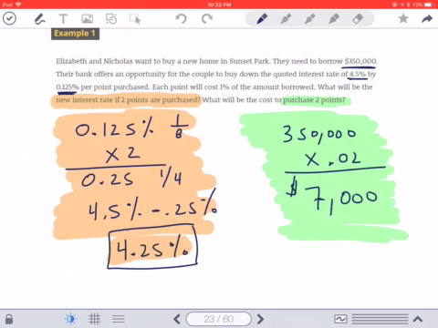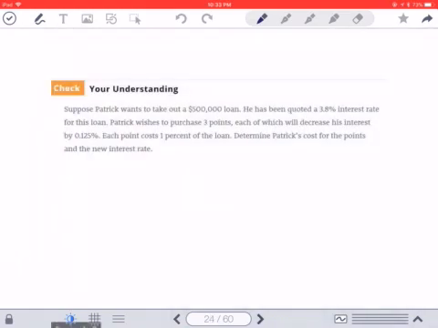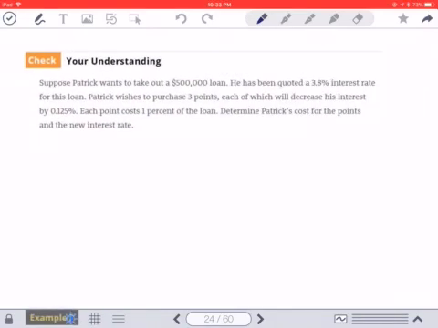Let's do the check your understanding problem. Go ahead and pause the video. Try this one on your own in your notes. Okay, everybody should have a copy of the notes because we already started chapter 7. So find this one and try it on your own. Go ahead and restart it when you're ready. So, same type of question here. They're starting out with a 3.8% interest rate. They want to purchase 3 points, and each point will decrease it by 1/8 of a percent, 0.125%.